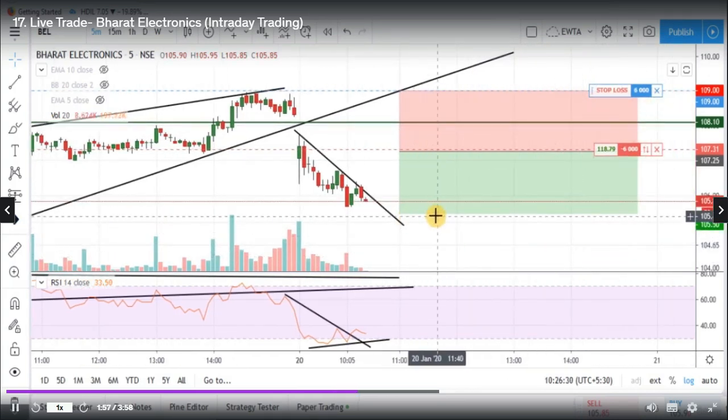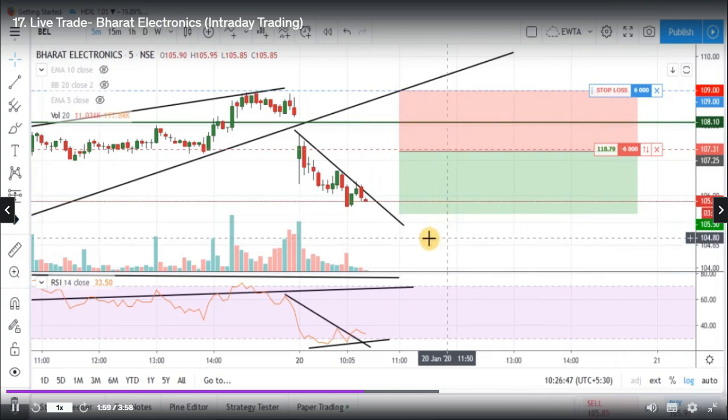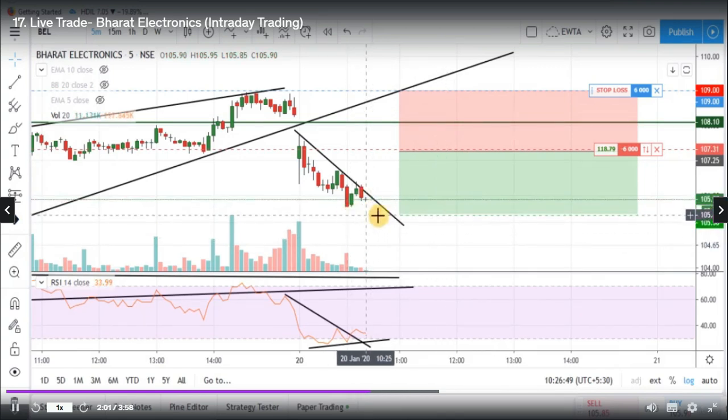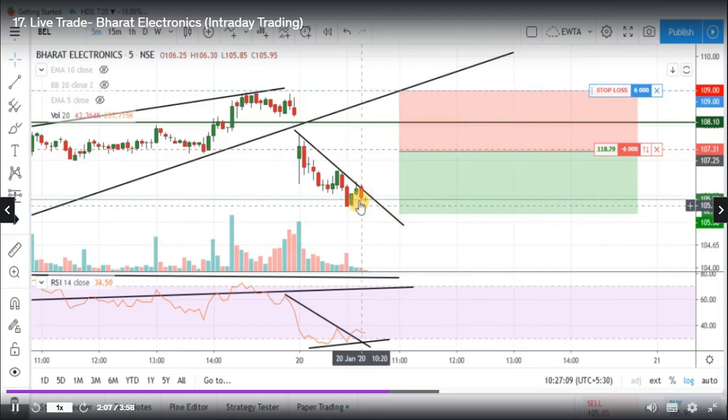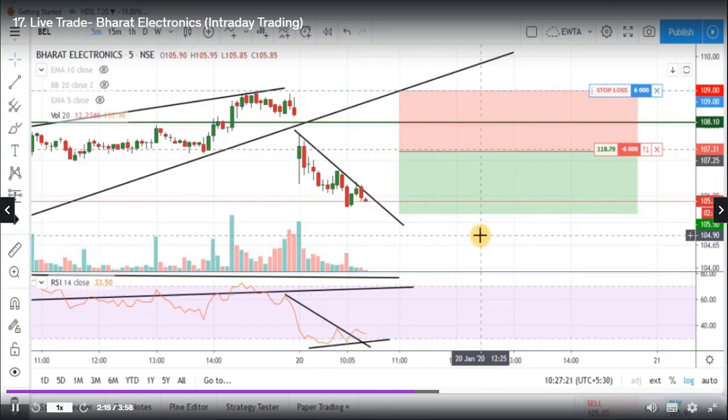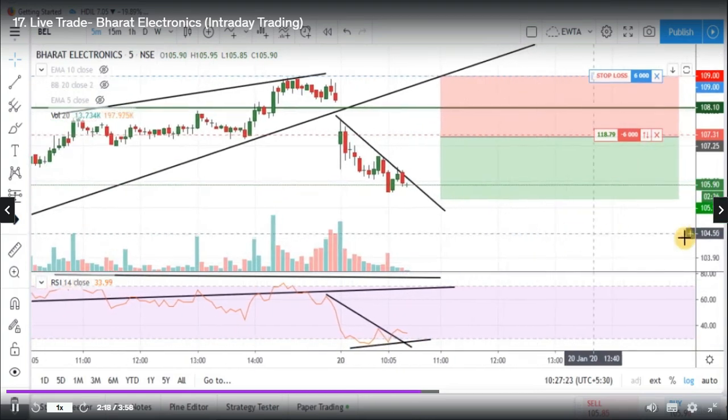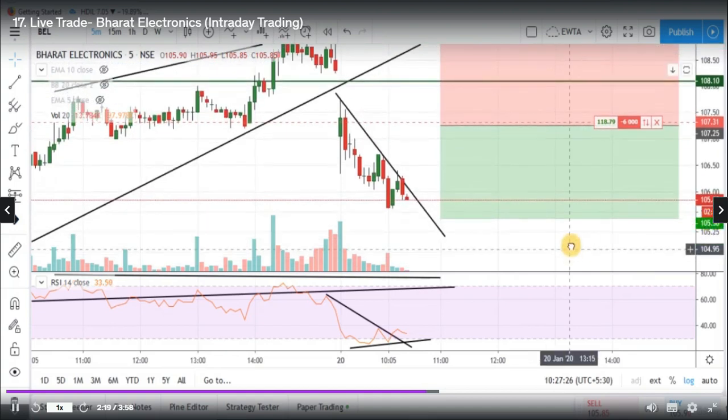So this is 1:1 R2R. We will wait for the prices to hit this level, then I will cover my half position in this stock and also move my stop loss level. But if I get a candle closing above this downtrend line, then I will cover my trade here because this is a positive divergence in RSI on the 5-minute chart. So let's see the closing of the next candle.